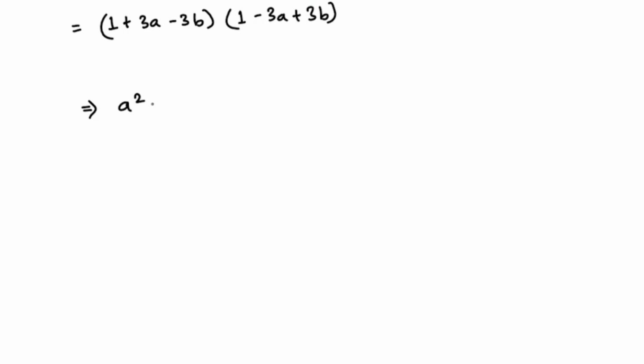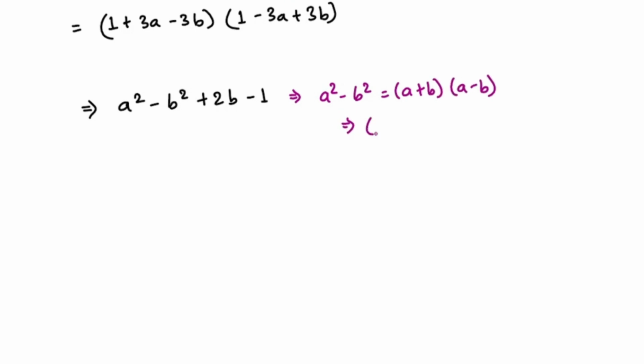Let's say we have a square minus b square plus 2b minus 1. Now, I'm sure by now you have remembered the formula of a square minus b square, which is a plus b, a minus b. In this particular question, we are also going to use another formula, the formula of a minus b whole square, and that is a square minus 2ab plus b square.